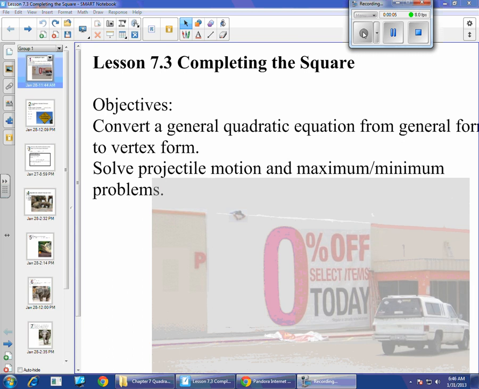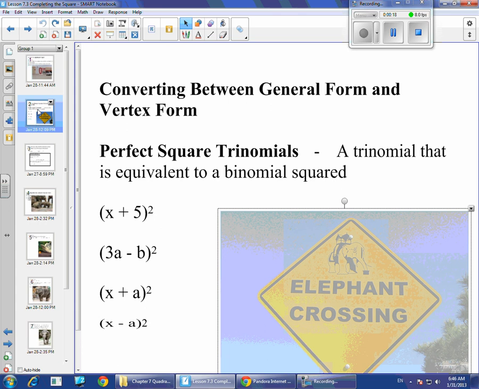Now, the past couple days we have talked about different forms of a quadratic equation. We talked about general form, vertex form, and factored form. Today we're going to focus on general form and vertex form, and in particular, we're going to talk about converting from general form to vertex form.